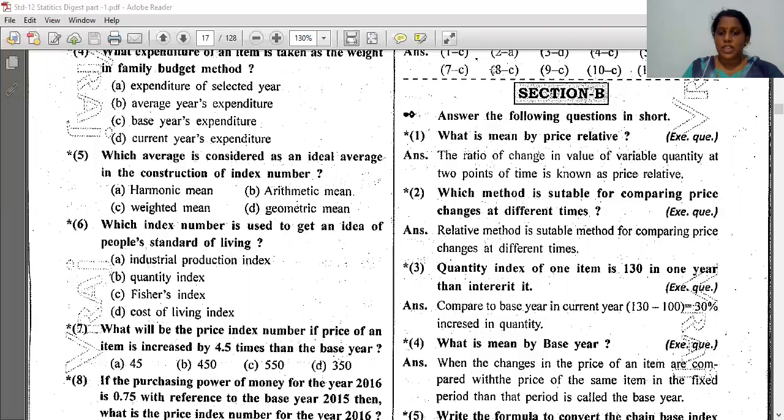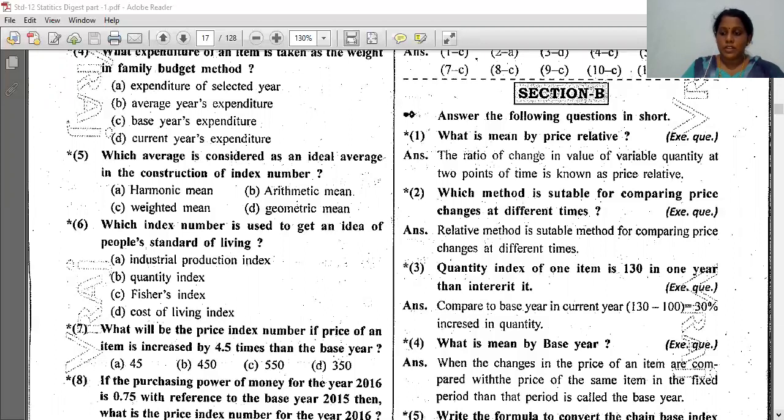Third question is quantity index of one item is 130 in one year. Then interpret it. So the answer is compared to base year, in current year 130 minus 100, that is 30% increase in quantity. How much is the increase, it is said, so it is 30%. Fourth one is what is meant by base year.